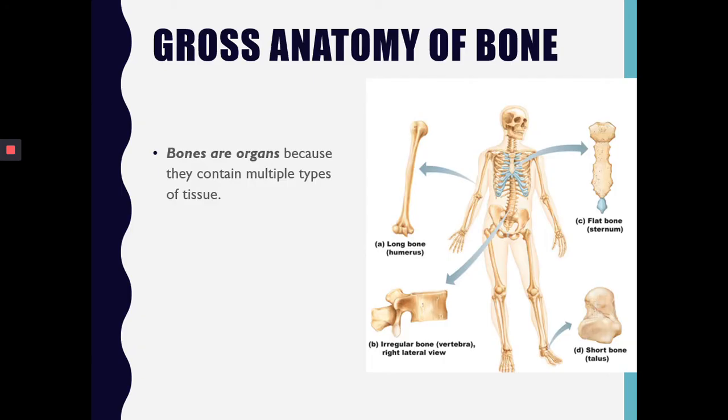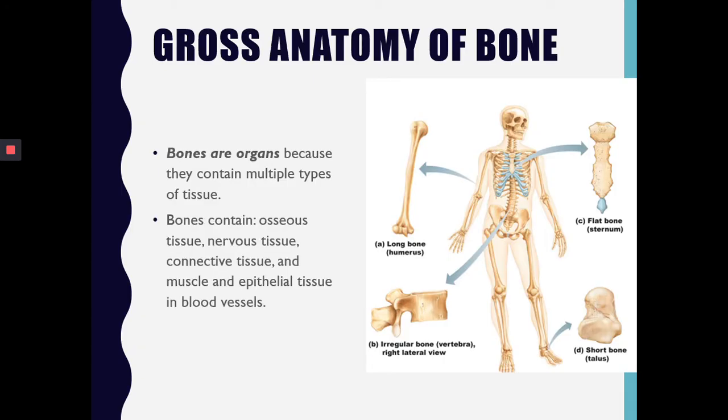As we look specifically at bone anatomy, like I mentioned, we want to remember that bones are organs because they contain multiple tissues. We have bone tissue, which is osseous tissue. We have nerves running through our bones. We have connective tissue surrounding and supporting our bones. We have muscle tissue there. We have epithelial tissue there, and we have blood vessels. All of those things are connected to bones. So that is officially what makes bones an organ.